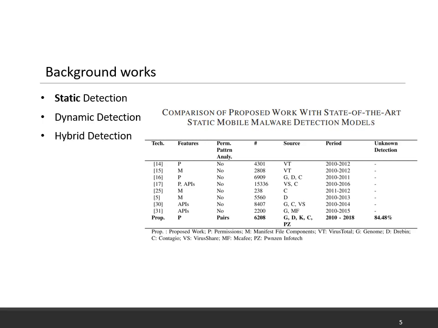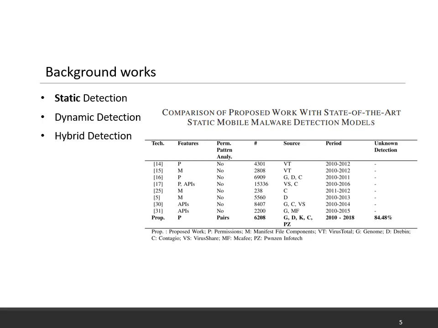Let's start with static detection. Static solutions aim to analyze the app's manifest files, and the components in the manifest, for example, Java code or sequences of API calls in this code. These can be divided into other categories, for example, permission analysis or permission-based malware detection, permission pattern analysis, manifest file-based detection, permission graph analysis, and API calls based detection.